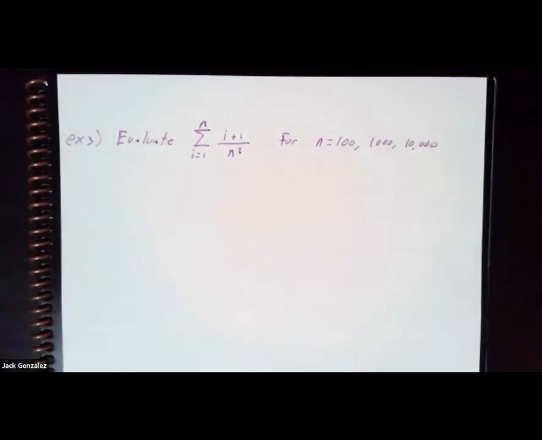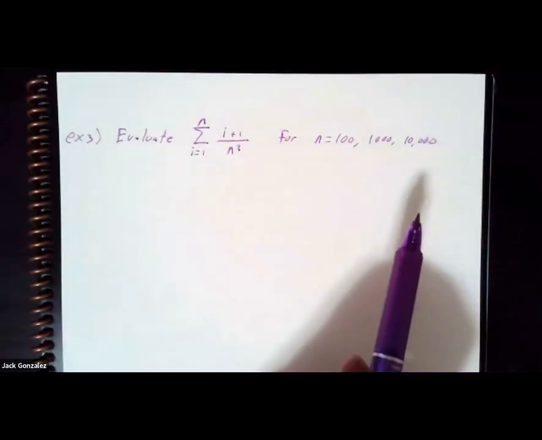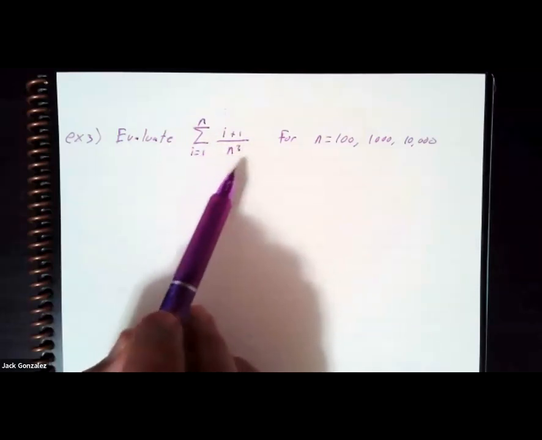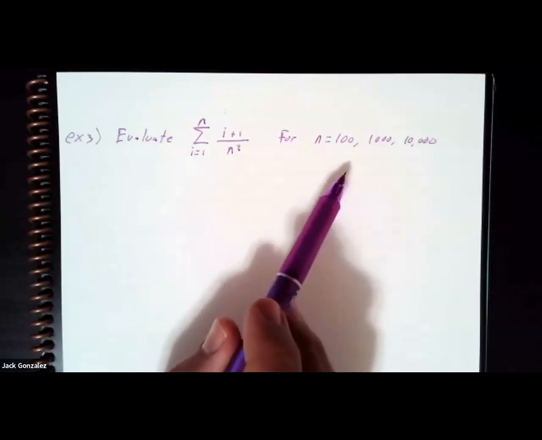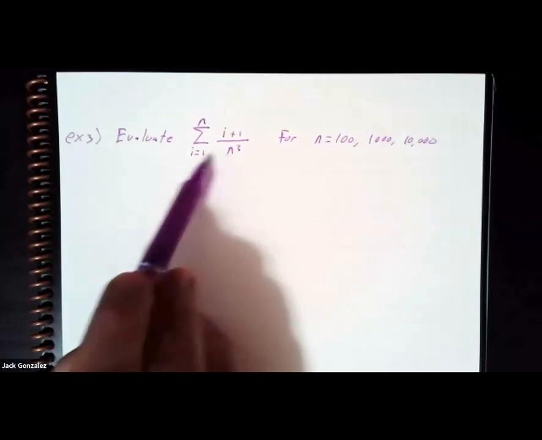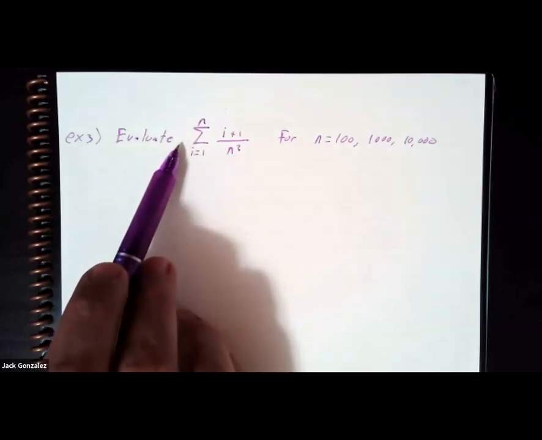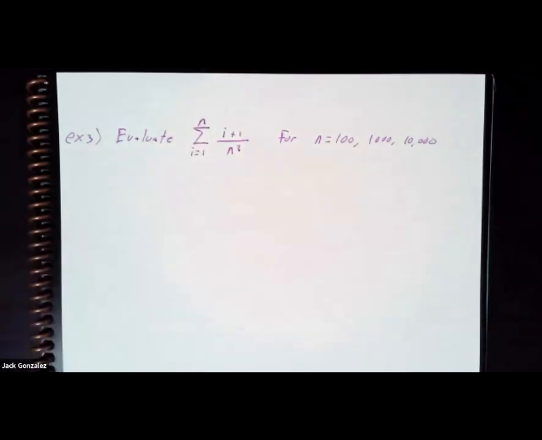Okay, so evaluate this guy and then change n to 100, 1,000, 10,000. So what you want to do is apply the formulas, and then once you have it all simplified, then plug in these numbers. So first things first, this n squared doesn't match the index, so you can pull this out and treat it like a constant. There are a couple of properties of summations. Basically all the properties of integrals are the same properties for summation.